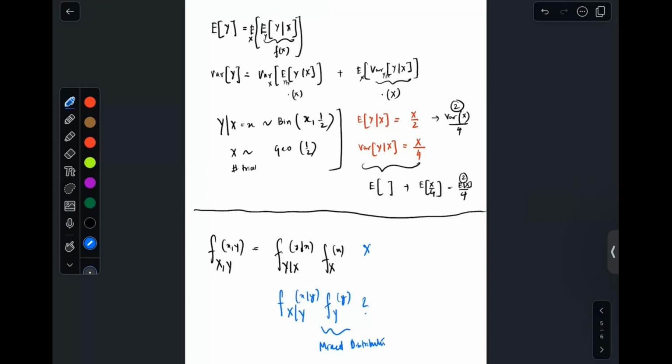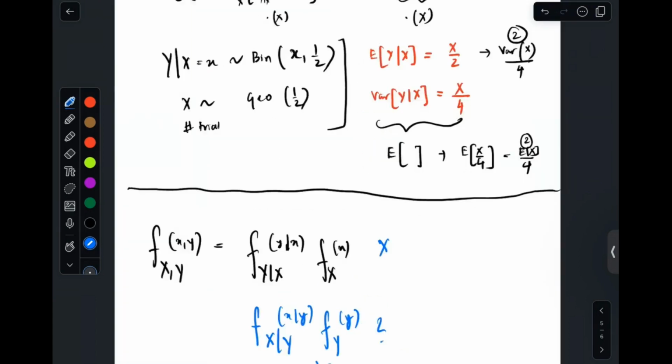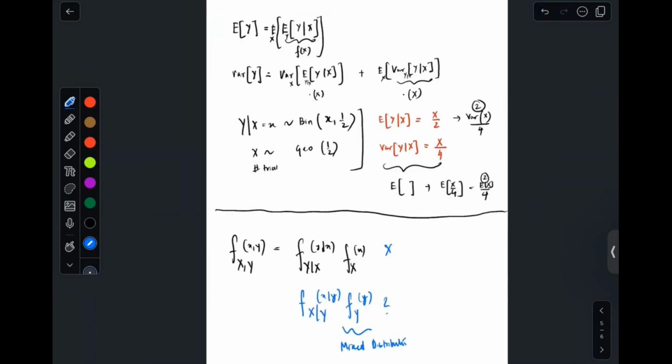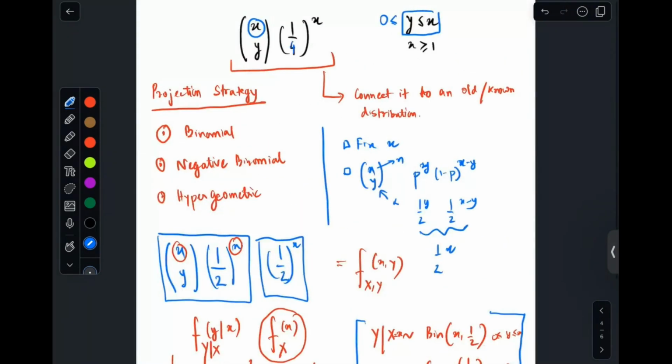But I will give you a challenge problem. Can you really find out that mixed distribution? This is a food for thought problem. Can you use this probability projection method to find out the distribution of y and connect it to this?